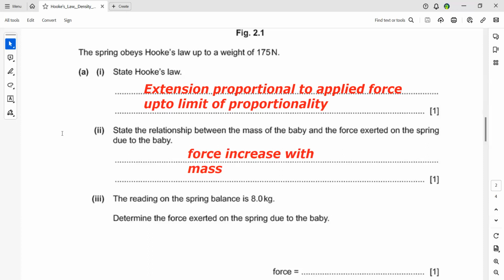The reading on the spring balance is 8 kilogram. Determine the force exerted on the spring due to the weight. That will be equal to weight, which is mass multiplied by gravity. For gravity, you will take 9.8. So this will be 8 times 9.8. In the marking scheme answer, you will find 10 is used because it is a past exam paper. But for the 2023 syllabus onward, you have to take 9.8.